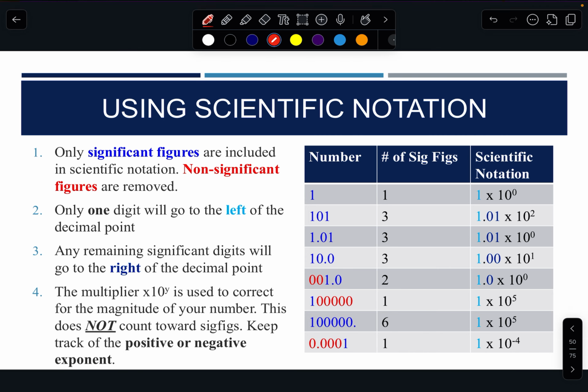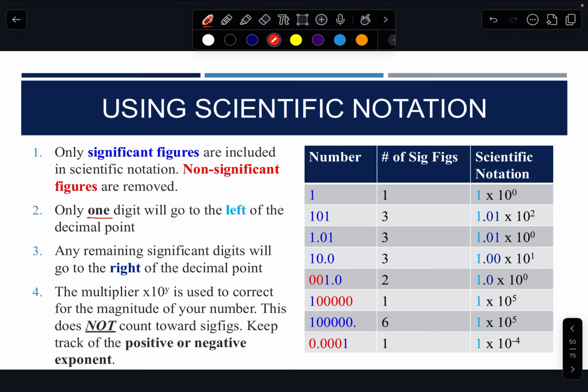Take a minute and just soak this in, and we will continue. So significant figures are going to be those that are included in scientific notation. If you do not have many significant figures, then you are going to have only a few significant figures in your calculation. And so this will be on the exam, converting scientific notation back and forth. You only want one digit to the left of your decimal point. Only one digit.